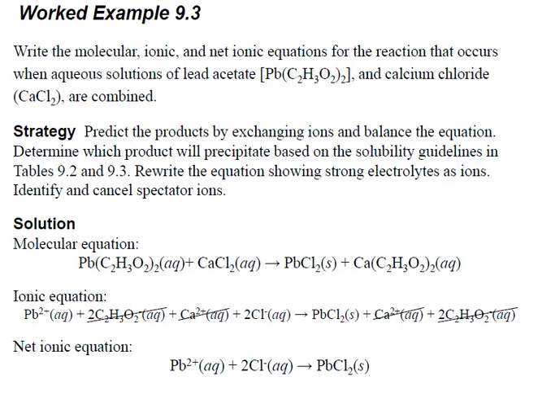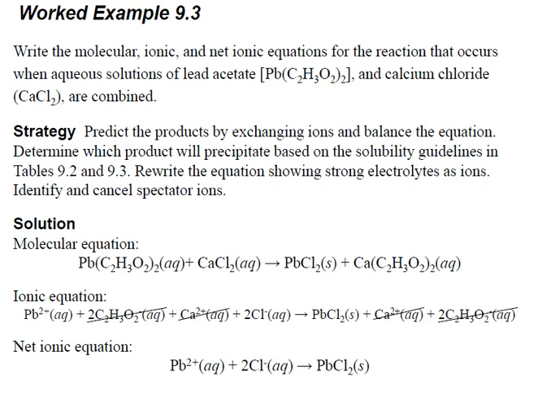So moving on to example 9.3: write the molecular, ionic, and net ionic equations for the reaction that occurs when aqueous solutions of lead acetate, we get the chemical formula, and calcium chloride are combined. Our strategy here is to predict the products by exchanging ions. This would be like a double replacement reaction.